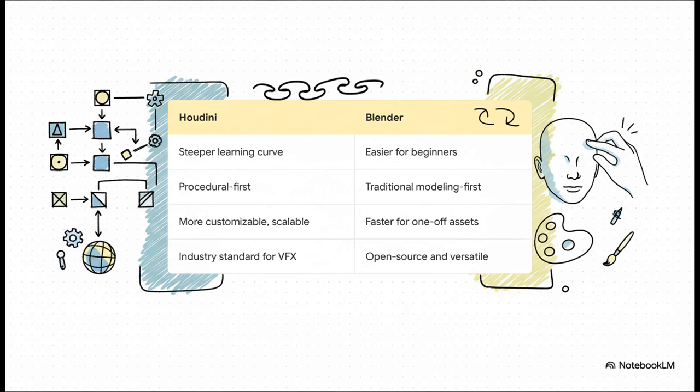So let's start with the big one, Houdini versus Blender. As you can see, it's really a story of trade-offs. Blender is way easier to get started with, and it's fantastic if you just need to knock out a single one-off asset really quickly. Houdini has that notoriously steep learning curve, but its procedural-first way of thinking makes it unbelievably scalable and customizable. That's exactly why it's the industry standard for really complex VFX pipelines.